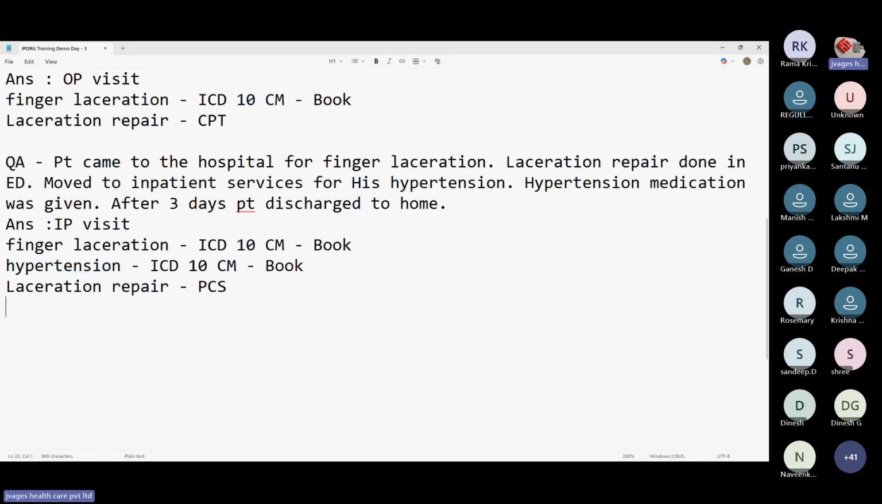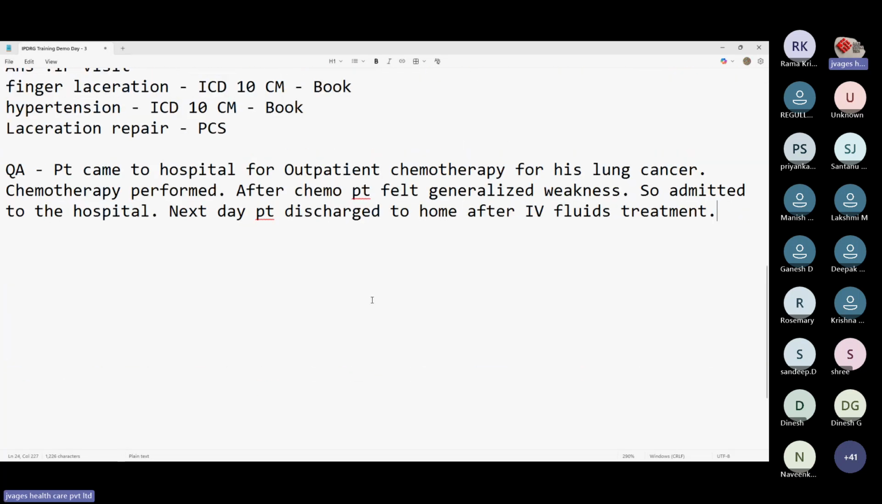Next question. Slowly you can read from your end. The patient came to the hospital for outpatient services for chemotherapy. What is chemotherapy? Does anyone know what chemotherapy is? Okay, when will they do chemotherapy and what is the purpose? Treating cancer. It is a cancer-related therapy. For his lung cancer, chemotherapy was performed in the outpatient setting.